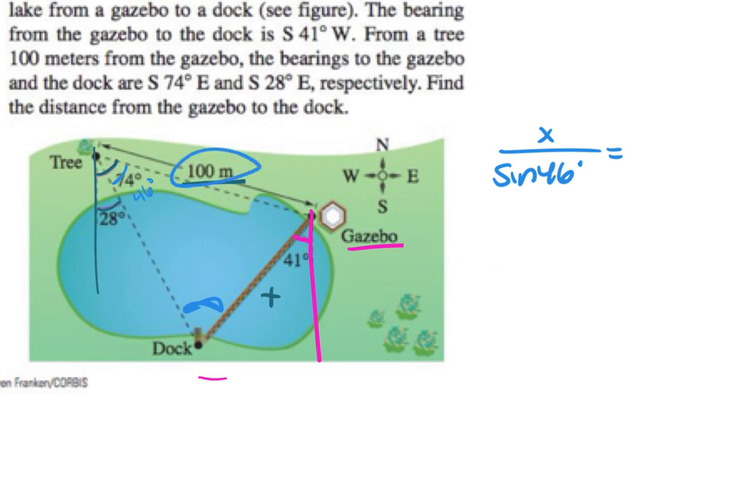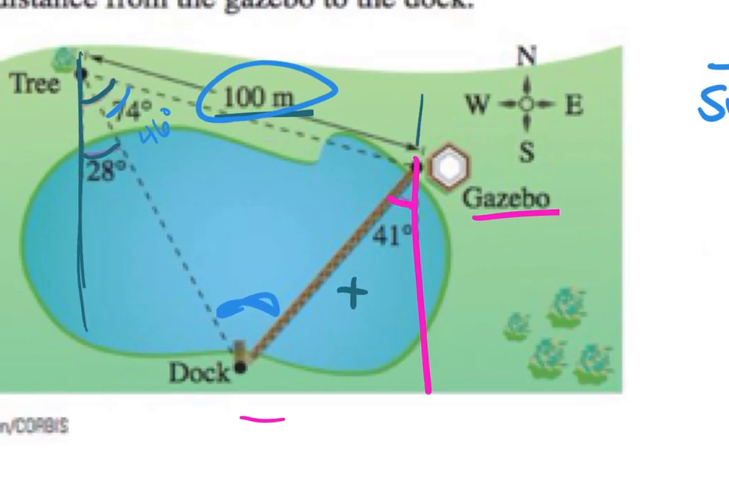So we go back to every north-south line would be parallel to every other north-south line. And if this is a transversal, then this angle in here, this whole angle here, would correspond to this whole angle here, which means that's 74 degrees. And what does all three of these angles have to add up to? 180. So I do 180 minus 41 minus 74, and then you get 65 degrees in here. Now subtract the 46 and the 65 from 180, and you get 69 degrees for the dock.